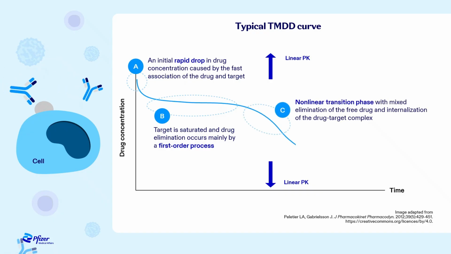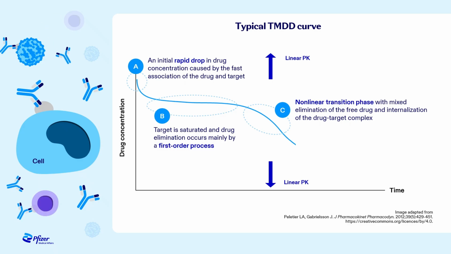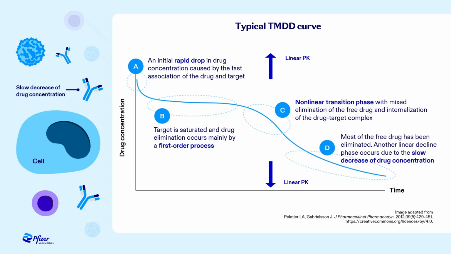C. This is followed by a nonlinear transition phase with mixed elimination of the free drug and movement of the drug-target complex into the cell. D. When most of the free drug has been eliminated, another linear decline phase occurs due to the slow decrease of drug concentration.